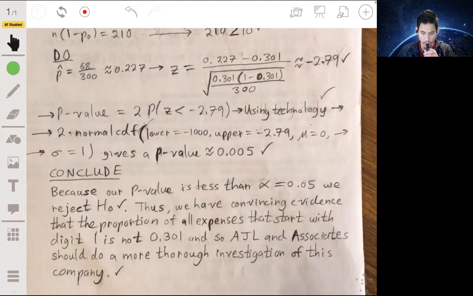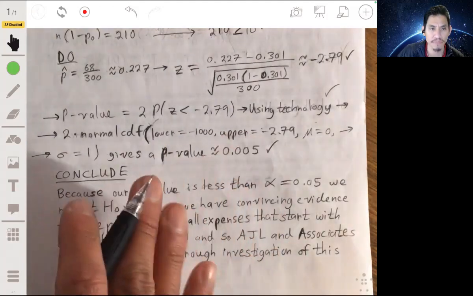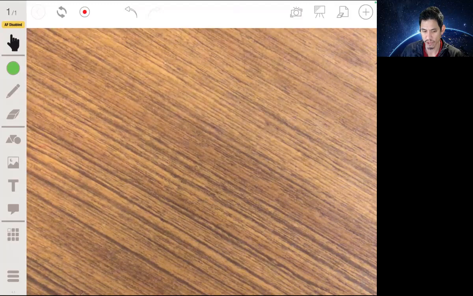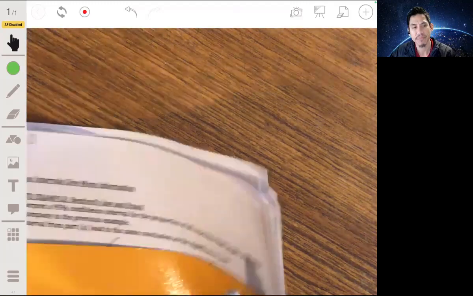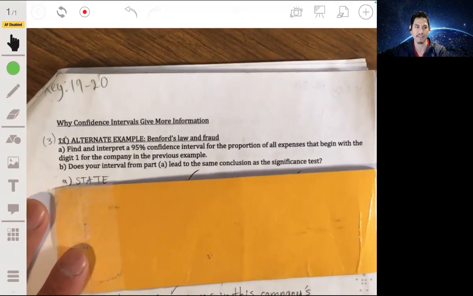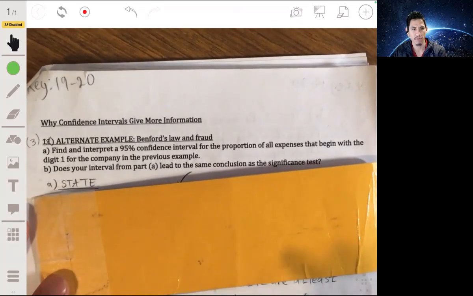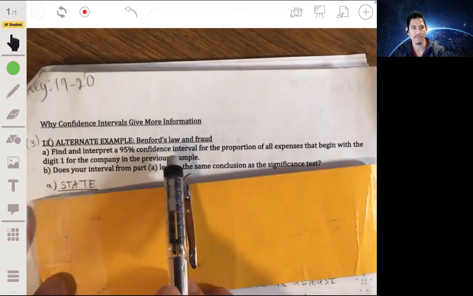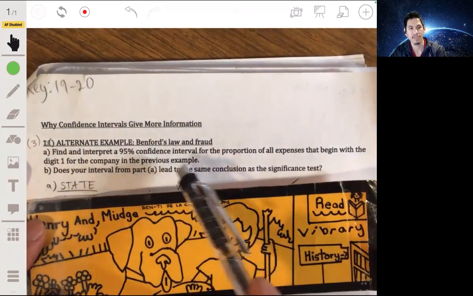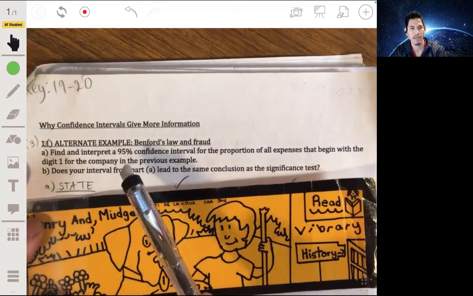All right, so now we're going to follow this up with a confidence interval, because it's going to be really cool for you to see and understand how confidence intervals are connected with significance tests. So referring back to that same problem, we're going to find and interpret a 95% confidence interval for the proportion of all expenses that begin with the digit 1.